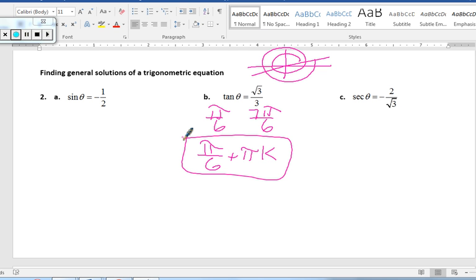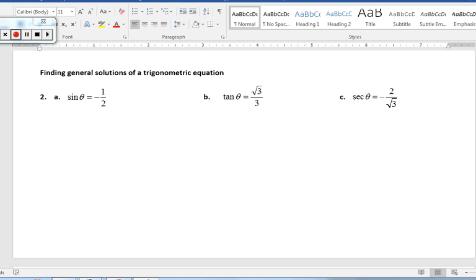For the secant, I think it's easier to remember that the secant is 1 over cosine, or cosine is the reciprocal.